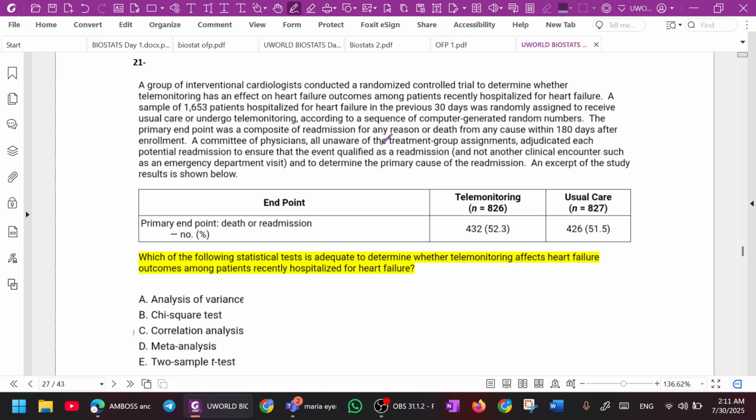Which of the following statistical tests is adequate to determine whether telemonitoring affects heart failure outcomes among patients recently hospitalized for heart failure?